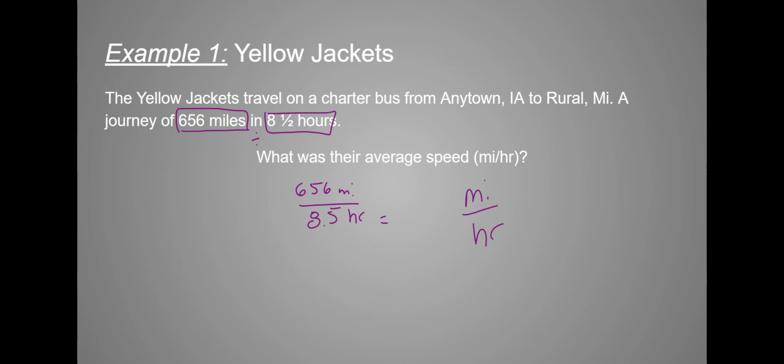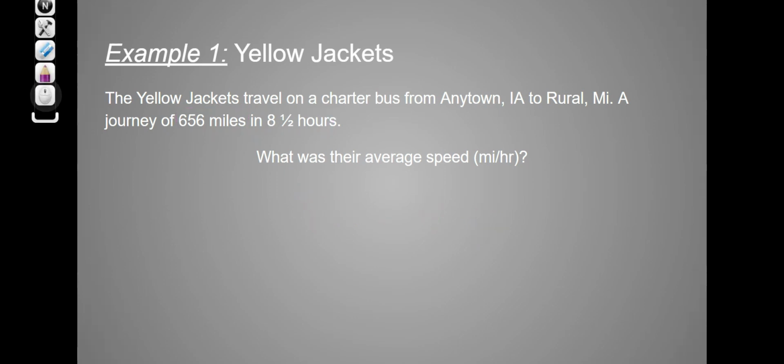We'll talk about that in more depth as we move forward. If we take 656 divided by 8.5, we get 77 miles per hour. But how could we visualize this example? In order to do that, we are going to look at data tables.